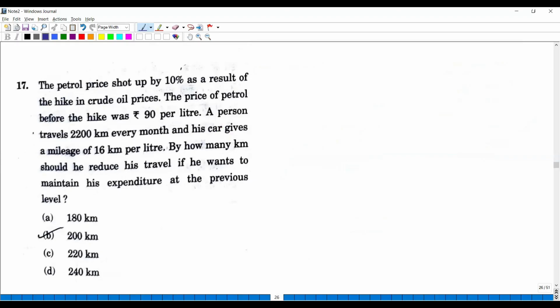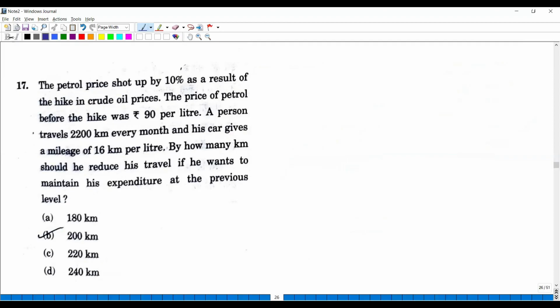The price of petrol shot up by 10% as a result of the hike in crude oil prices. The price of petrol before the hike was 90 per liter. A person travels 2,200 kilometers every month and his car gives a mileage of 16 kilometers per liter. How many kilometers should he reduce to travel?